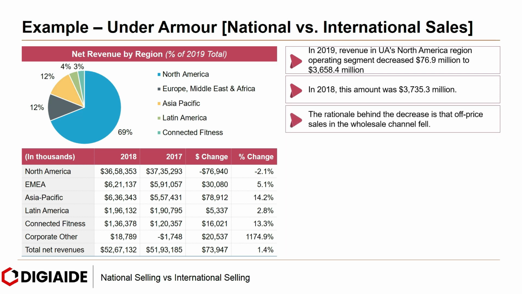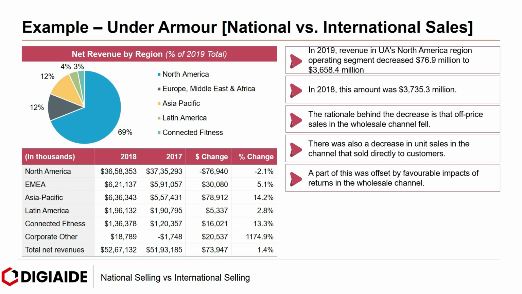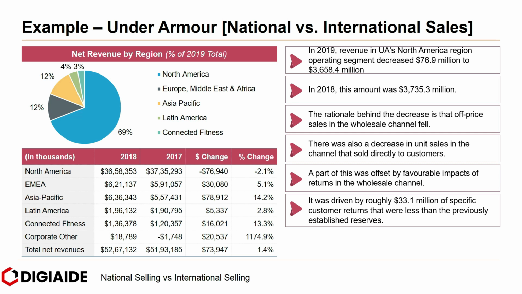The rationale behind the decrease is that off-price sales in the wholesale channel fell. There was also a decrease in unit sales in the channel that sold directly to customers. A part of this was offset by favorable impacts of returns in the wholesale channel. It was driven roughly by $33.1 million of specific customer returns that were less than the previously established reserves.